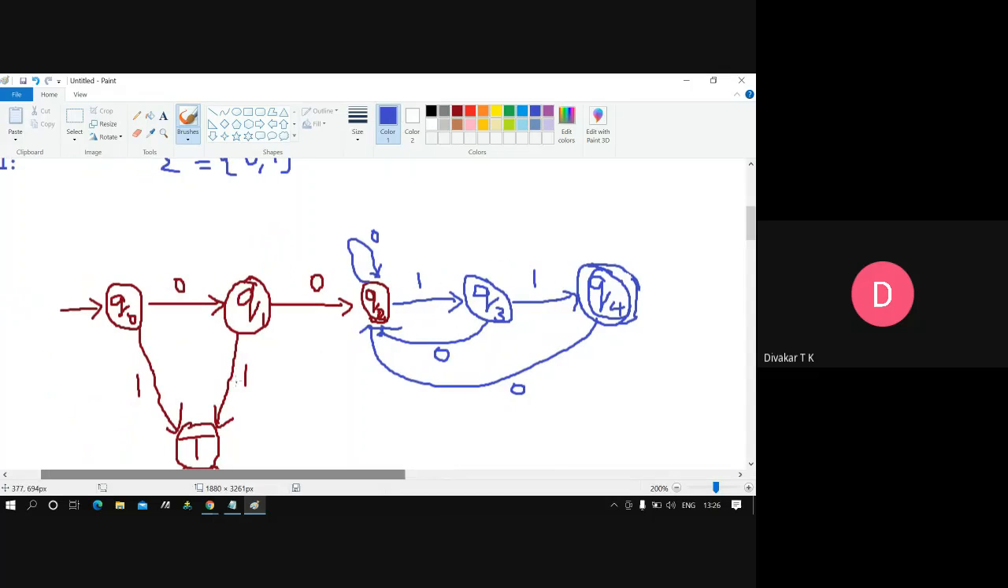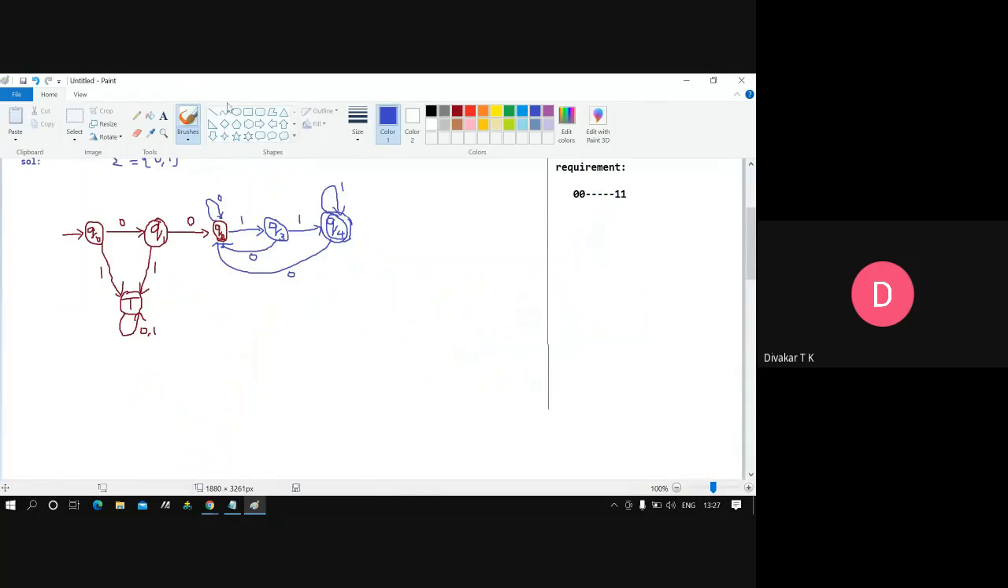Okay, great guys. I'm done with this part. So the 0 symbol is done and now the 1 symbol. Because it should end with double 1, here 1 is there, 1 1 1, any number of times 1. So that is the requirement part here. Any clarification you want, we are done with this part here.